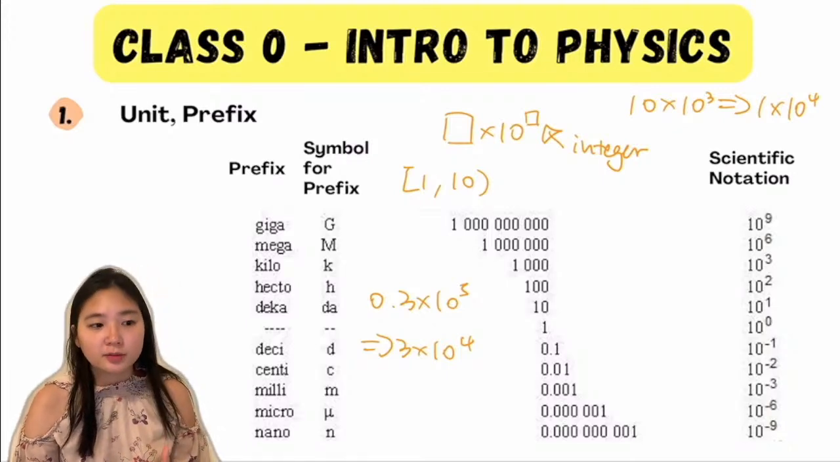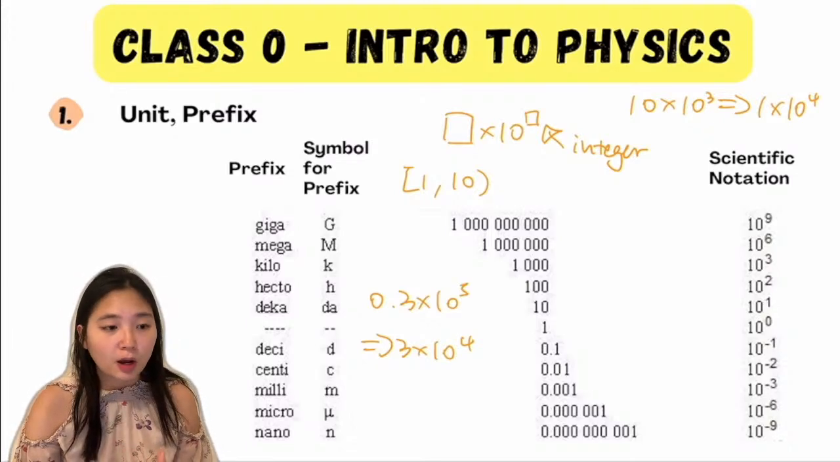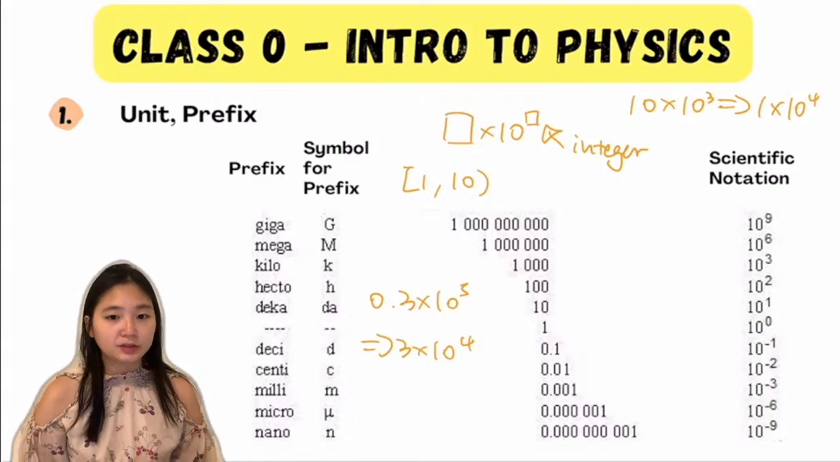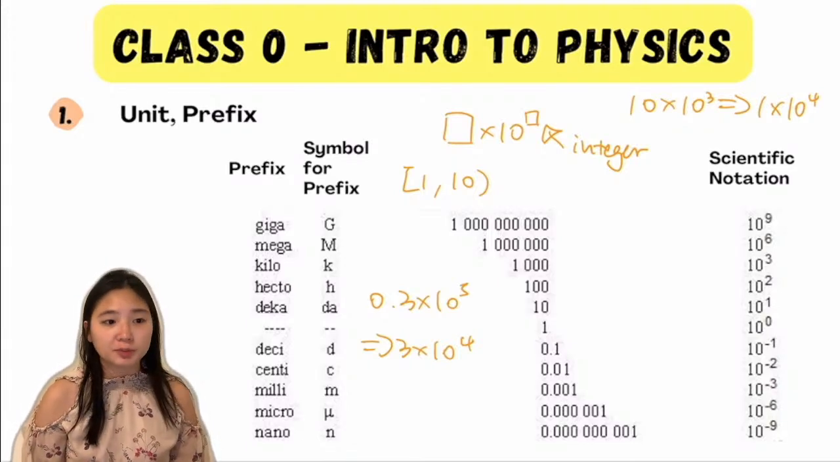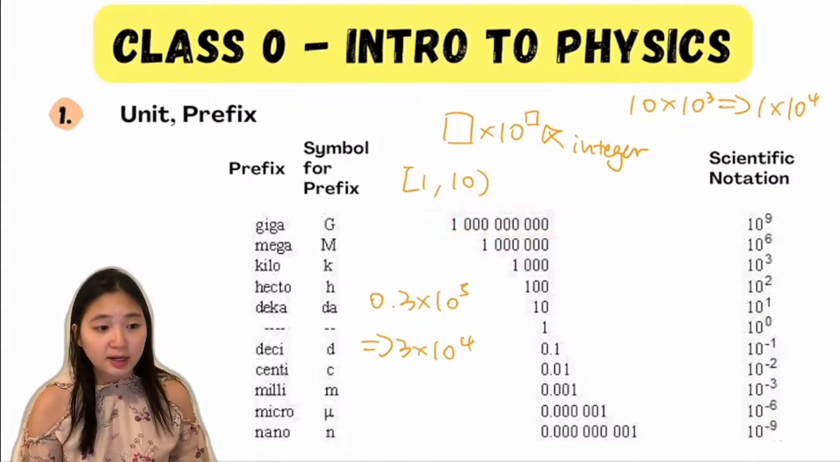So you multiply a number that's in between 1 and 10 by 10 to the power of an integer. Why do we use this? Why do we use the scientific notation? It's just a convenient way for us to represent a number, because you don't want to write this many zeros when you actually do some kind of calculation.